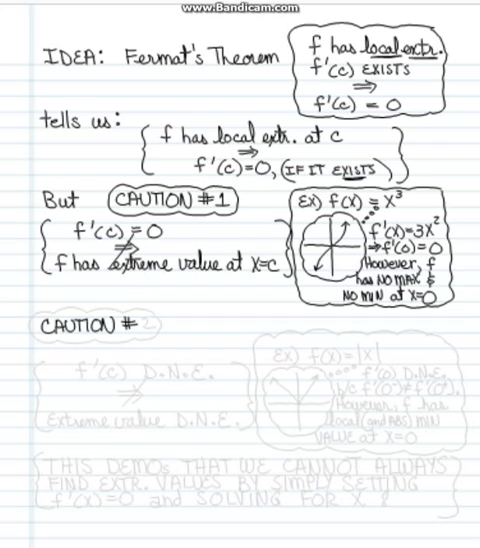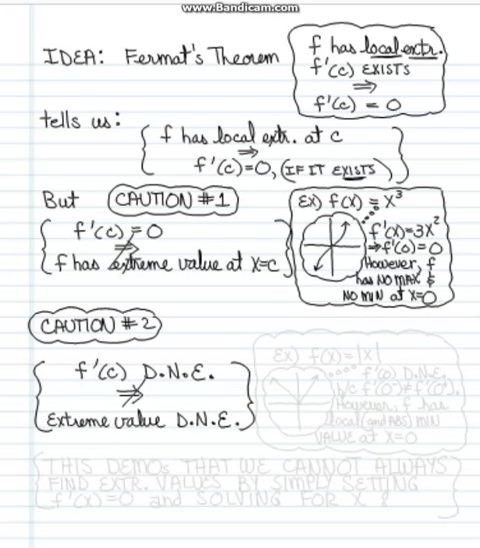The other, caution number 2: f prime of c, if it does not exist, that does not imply the extreme value does not exist. And here's an example of that. Let's consider the absolute value, V for victory graph. f of x equals the absolute value of x. So we graph the y and the x-axis and we graph f of x.